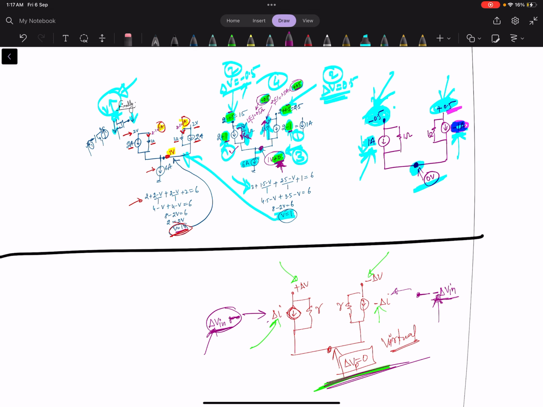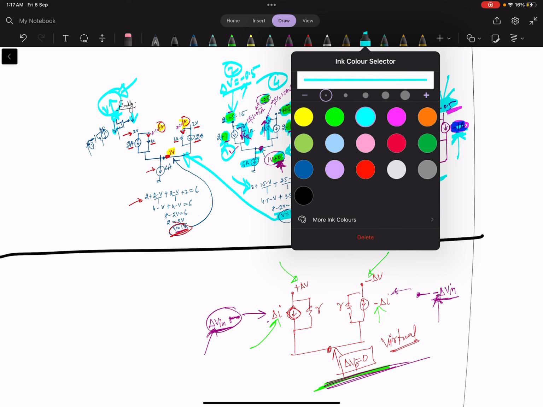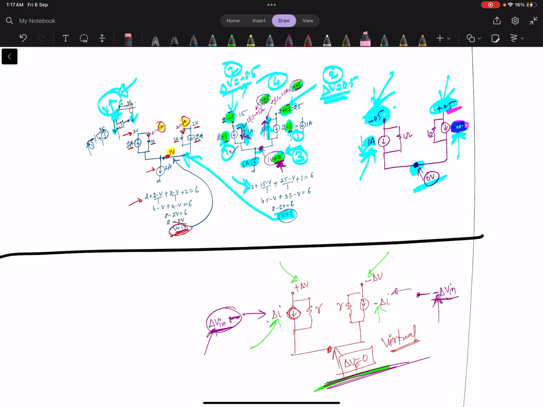I think from this video the virtual ground concept is clear, and we can use it in our practical circuits. The only thing is that we need to look carefully at these two voltages, the drain voltages, and at what the change in the current is. These are the important points to look at in the circuit.